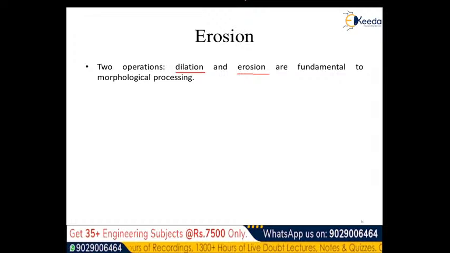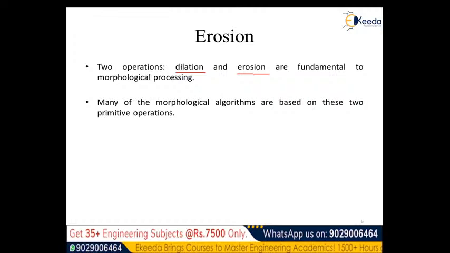After erosion and dilation, there are also two more operations, sometimes referred to as hybrid operations. These are opening and closing, and using the four, erosion, dilation, opening and closing, we can achieve certain more algorithms in morphological image processing. So this is the point in written form. Many of the morphological algorithms are based on these two primitive operations.